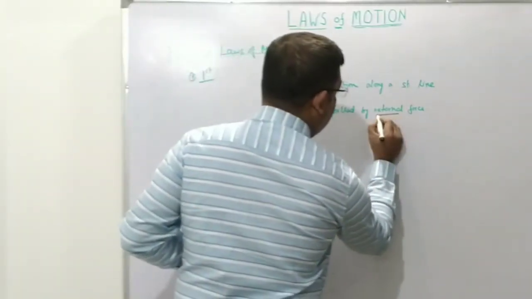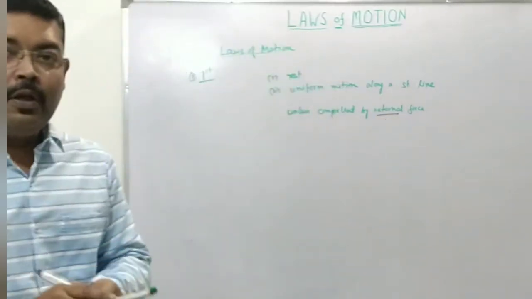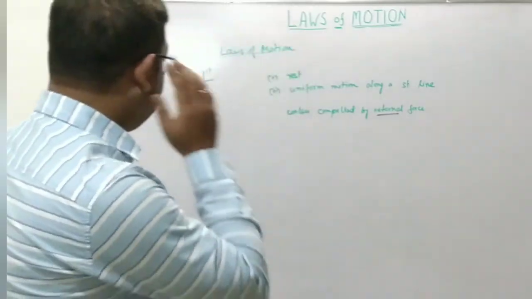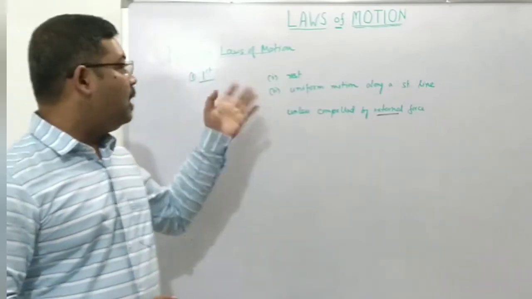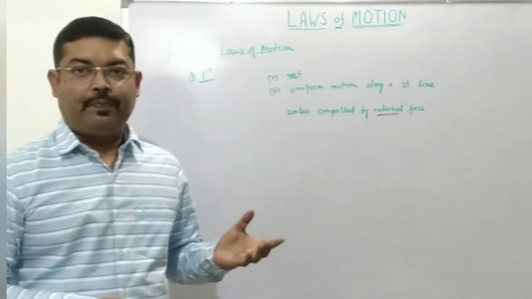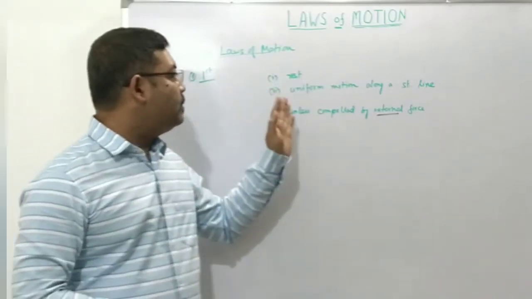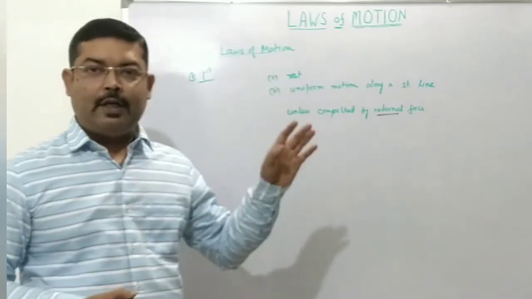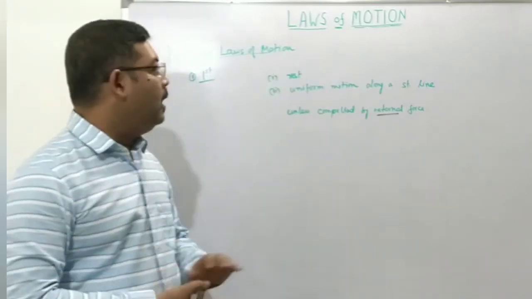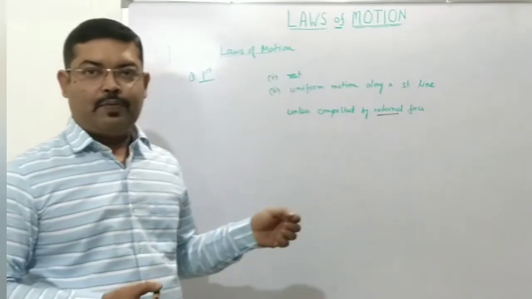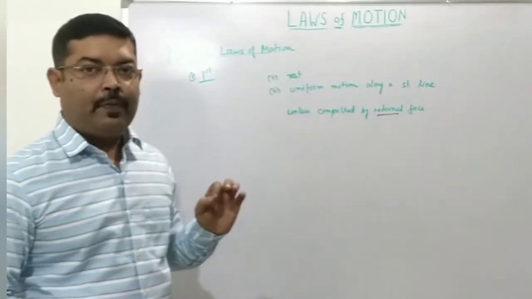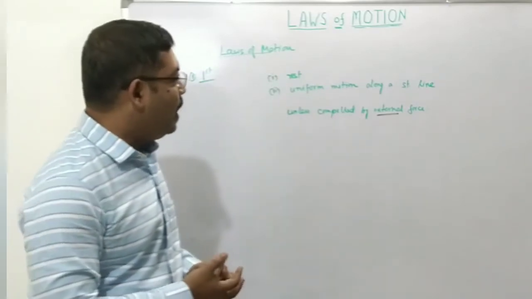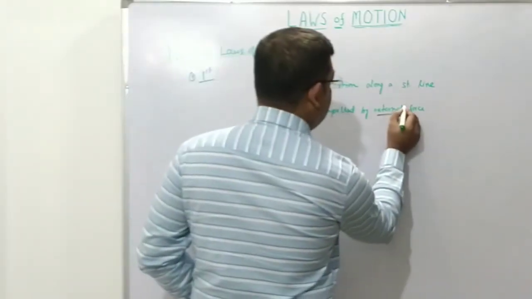Please note the term external. If there is an object which was initially at rest, it will not start moving spontaneously on its own. Or if there is an object moving along a straight line with constant speed, it will not increase or decrease its speed, or change its direction of motion on its own. To do so, we need to apply a force from outside.